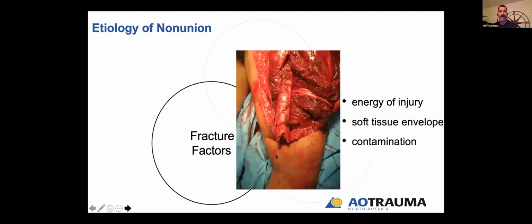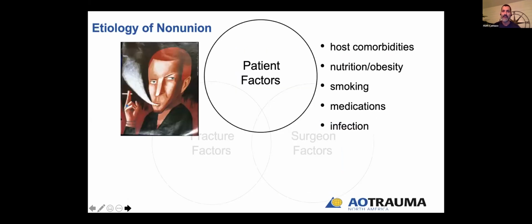And these are obvious. The fracture specific issues can't be changed. They're related to the energy of the injury, the soft tissue trauma, and of course the contamination that's identified. Perhaps more important though, are to think about what the patient factors are. So what is it about the patient that is going to make their management of this non-union more challenging?